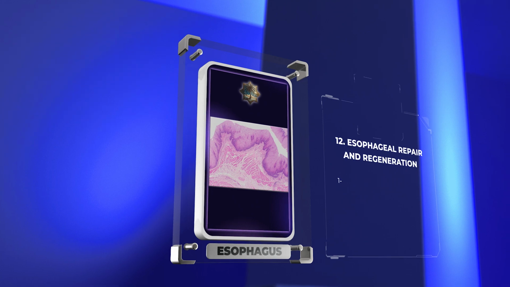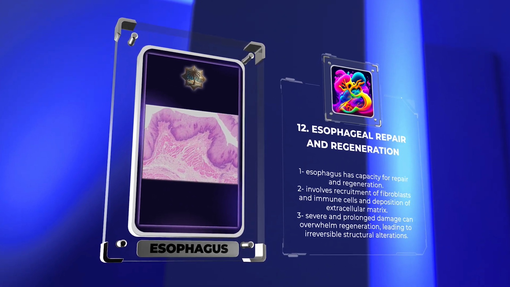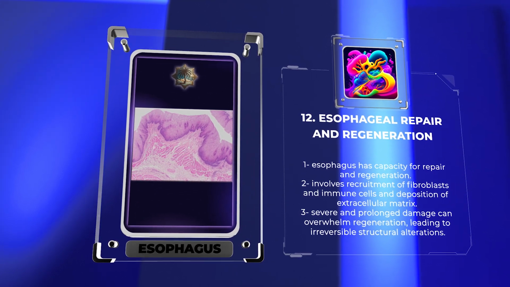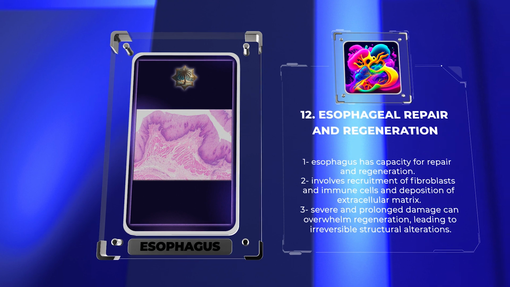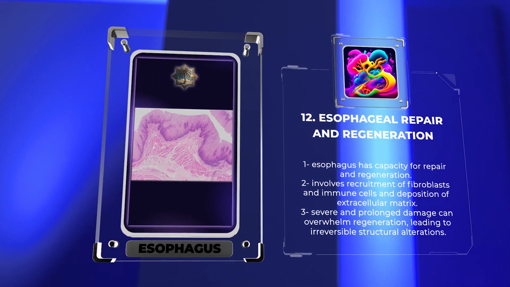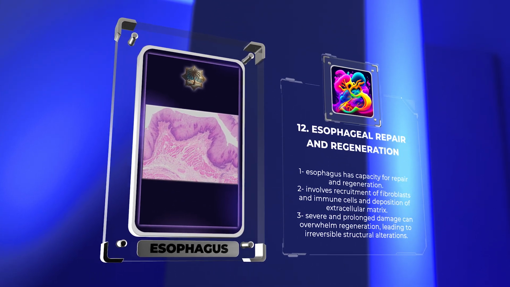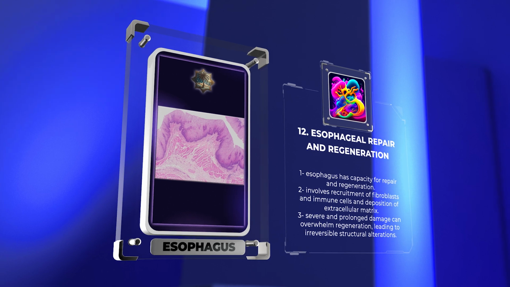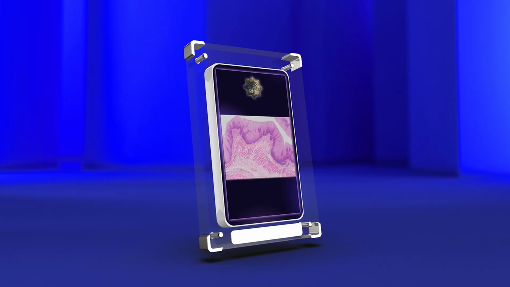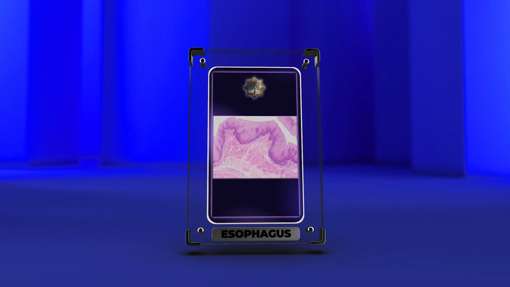The esophagus possesses a remarkable capacity for repair and regeneration, allowing for the healing of injuries and restoration of normal tissue architecture. This process involves the recruitment of various cellular types, such as fibroblasts and immune cells, along with the deposition of extracellular matrix components. However, severe and prolonged damage, such as in chronic acid reflux or advanced tumors, can overwhelm the regenerative capacity, leading to irreversible structural alterations. In conclusion, the esophagus is a complex organ with fascinating histological features.